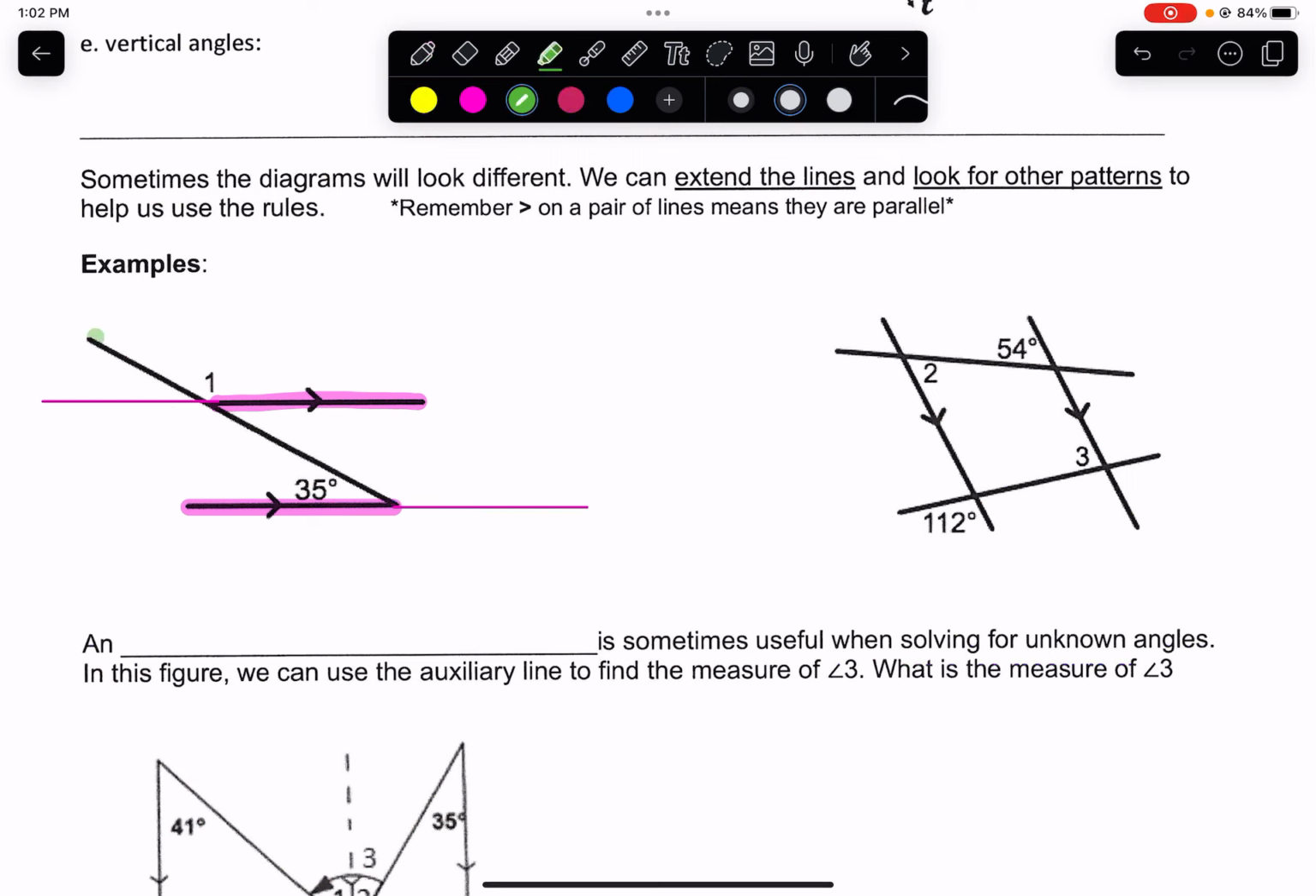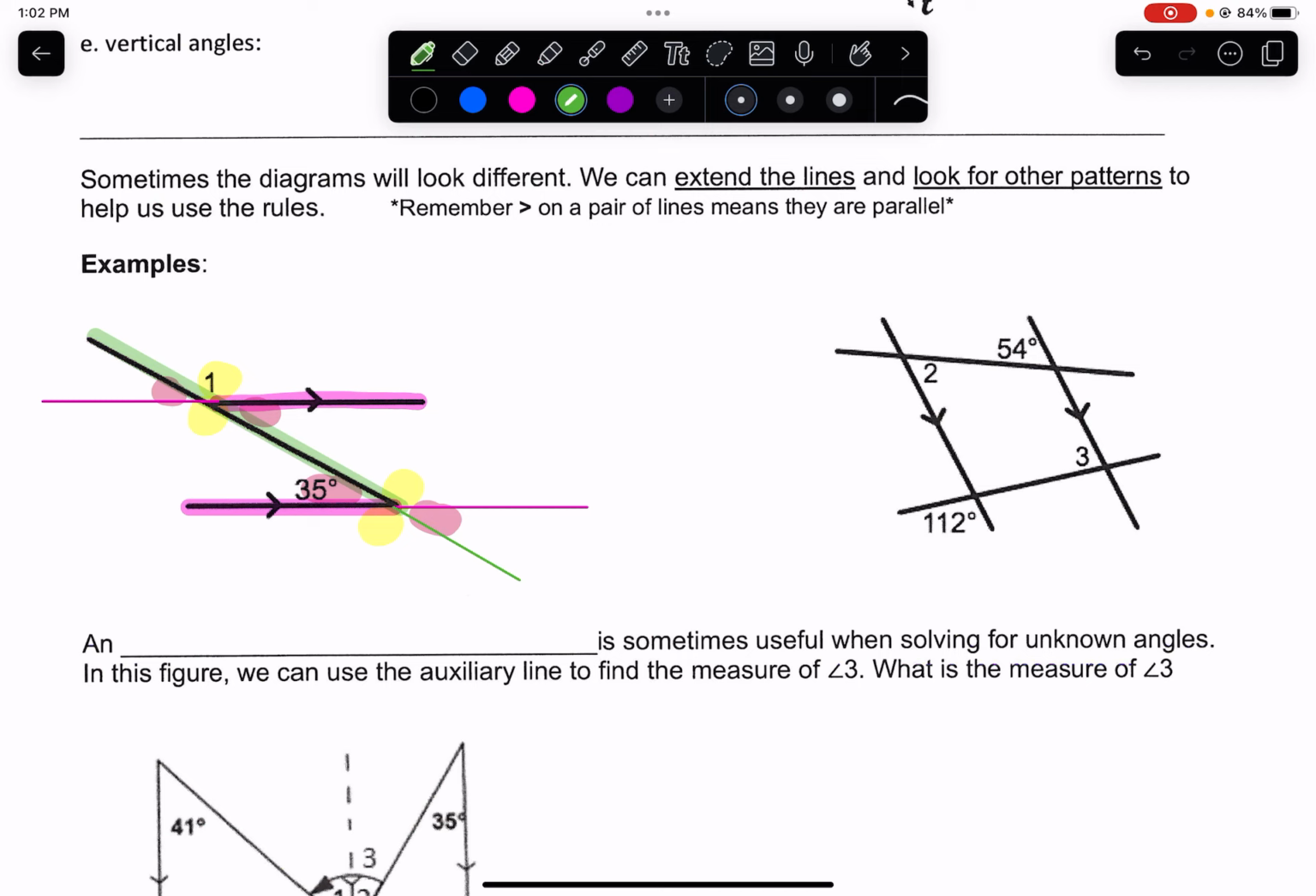And then I also know that right here is my transversal. So I can also extend this line as well. And now that it is extended, it looks very similar to the parallel lines that I am used to. So I can pick two colors and mark up my diagram in the way that I am used to.